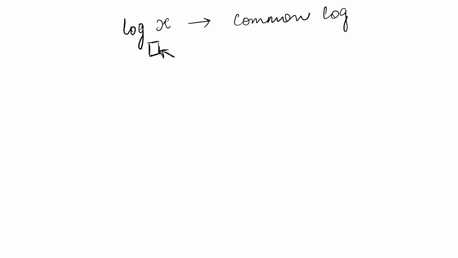The first thing is that if in front of you there is a log of x written, this is known as the common log. Why is it said to be the common log? The reason is that here there is no base, or you can say that this is an invisible base. An invisible base means it is understood to be base 10. So log with a base of 10 is said to be the common log.